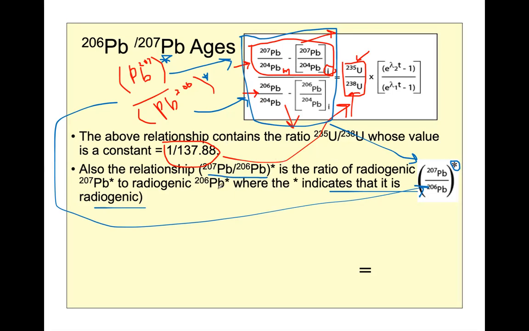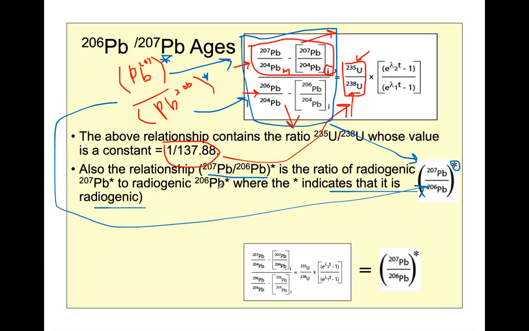So what happens if you write that? You get something like that. So this 207/206 radiogenic amount equals this value.